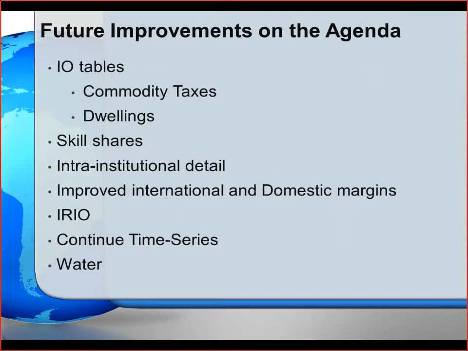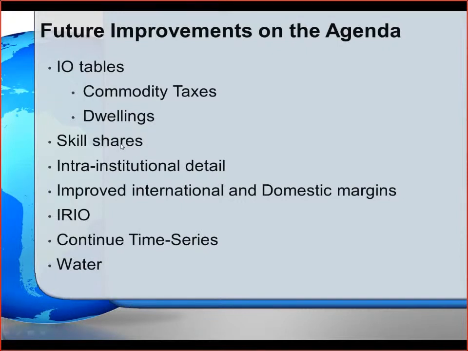So we have a lot of things in our agenda for improvements in the future. A lot of them in this area, the IO tables, we have commodity tax improvements, billings, and we're also thinking about the domestic margins, international margins, intra-institutional detail, particularly about the government sector, for example, government and households, and skill shares. I think we'll probably do this in the near future.